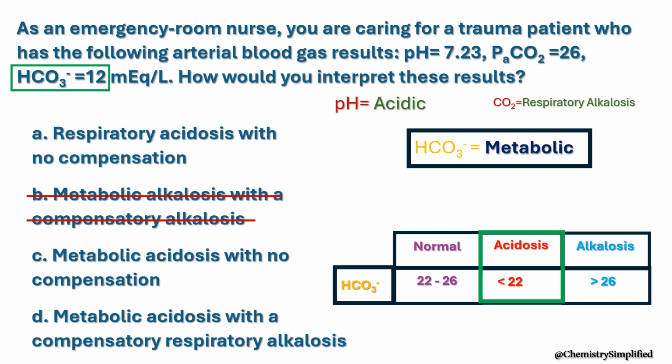This agrees with the pH because the pH said the answer should be acidic, and bicarbonate says acidic as well. Therefore, the answer is D, metabolic acidosis with a compensatory respiratory alkalosis. So the CO2 that was respiratory alkalosis is doing compensation.